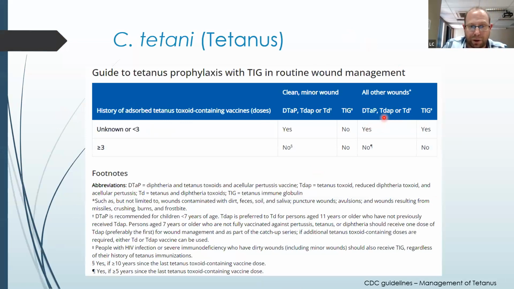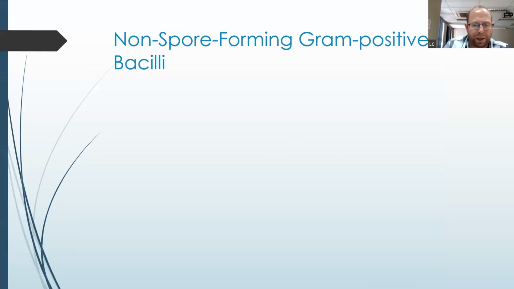They would recommend not just the tetanus toxoid vaccine, but tetanus immunoglobulin. Whereas if you've had 3 or more doses, ideally within the last 10, ideally at least one within the last 10 years, then it's recommended that you don't need anything further. So let's move on to the next group.